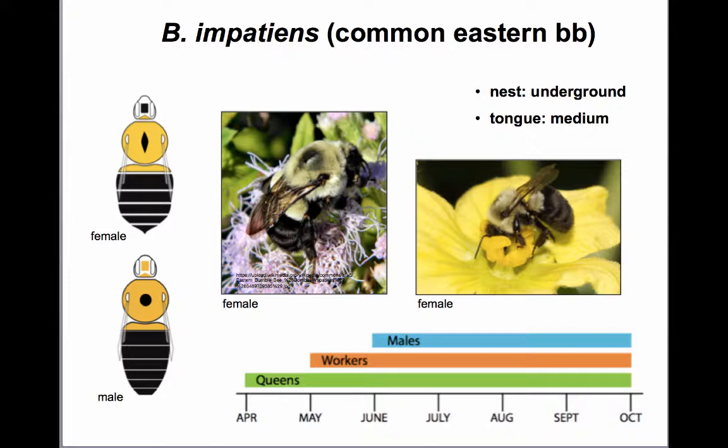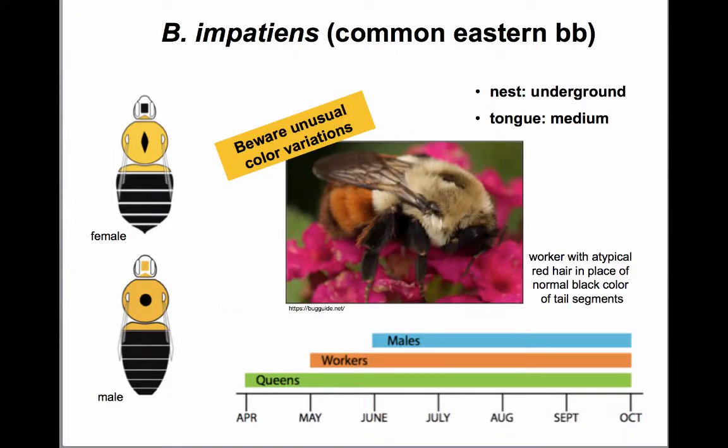This is just a reminder to beware of unusual color variations. For Bombus impatiens, I've seen a few individuals where the tail has rusty brown hair instead of black, but far and away, in 99.99999% of all Bombus impatiens, the tail is black beyond T1.